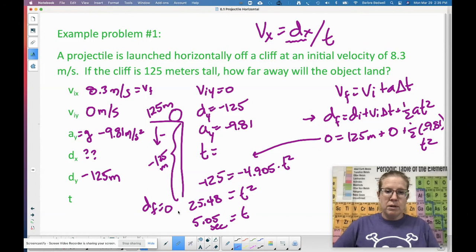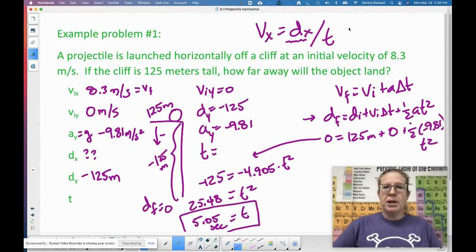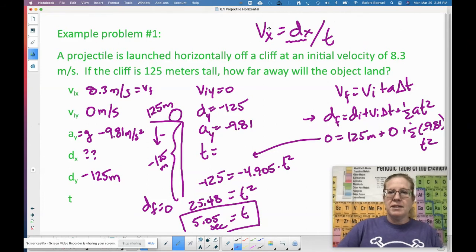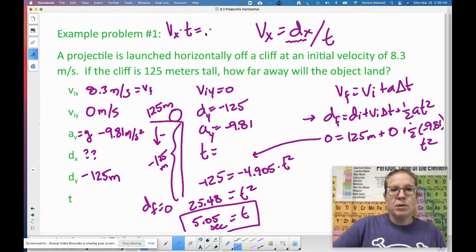So then what? Well, once we know what time is, then we can put that up in our top equation. Vx equals dx over t. So again, what is that? Vx times t equals dx. I'm just rearranging it.